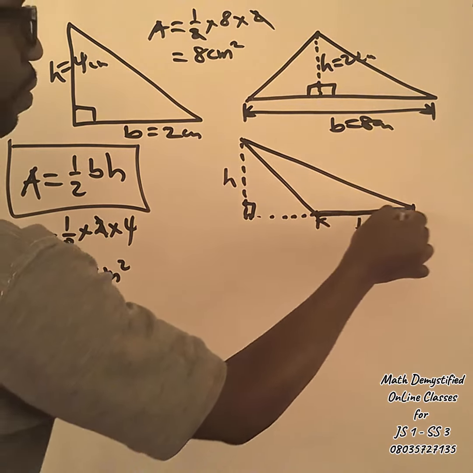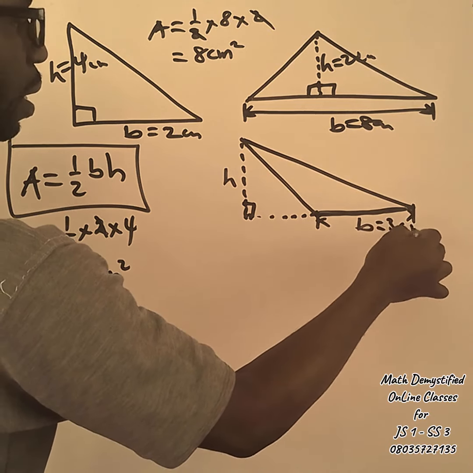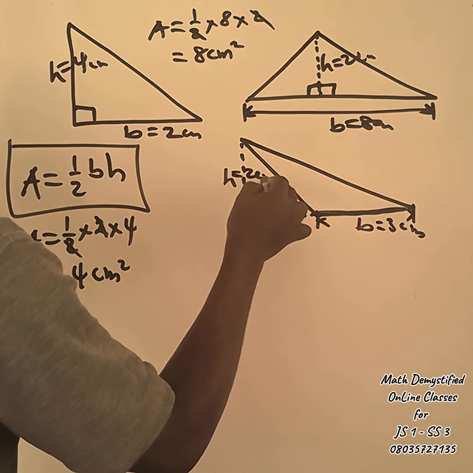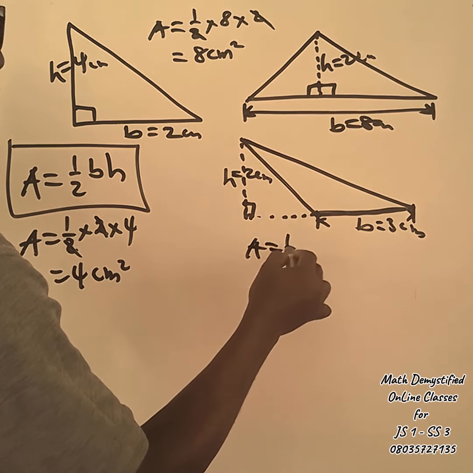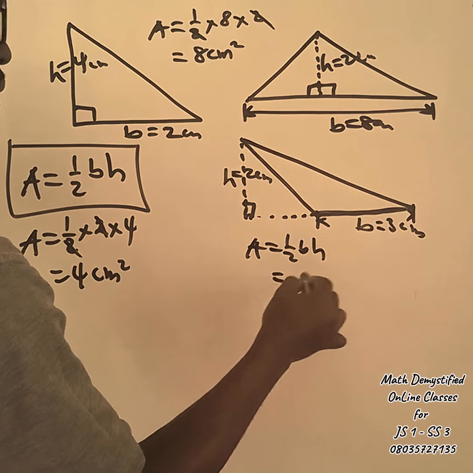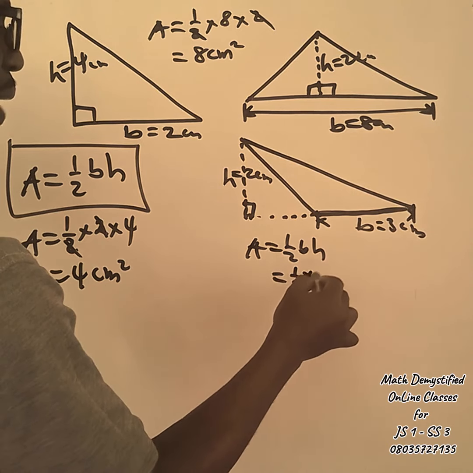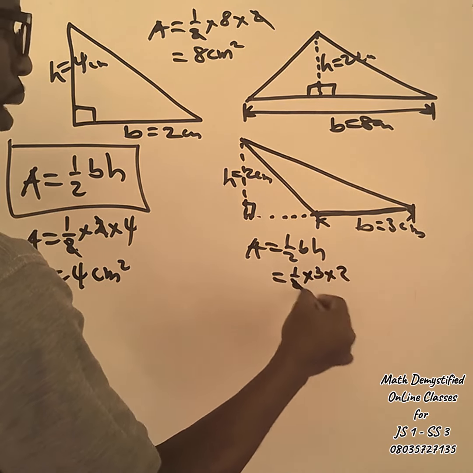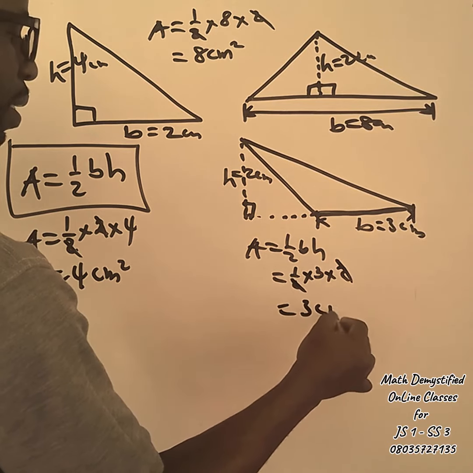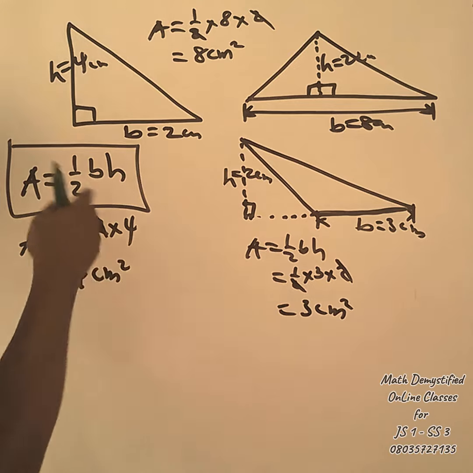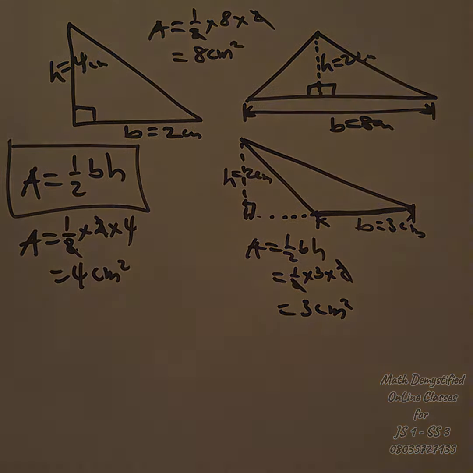And if this place is given to me as 3 centimeters and the height is given to me as 2 centimeters, the area is also half base times height, where I have half times 3 times 2, and this cuts and I have my 3 centimeters square. So the same formula for these different types of diagram.